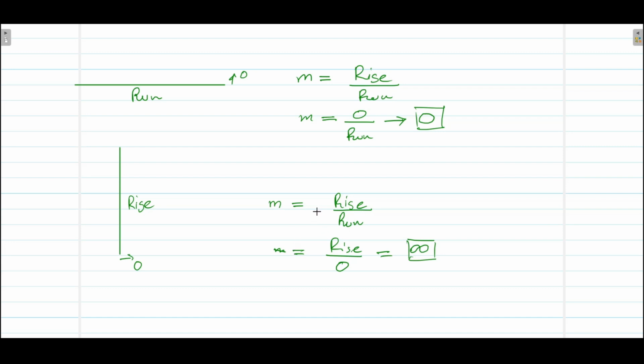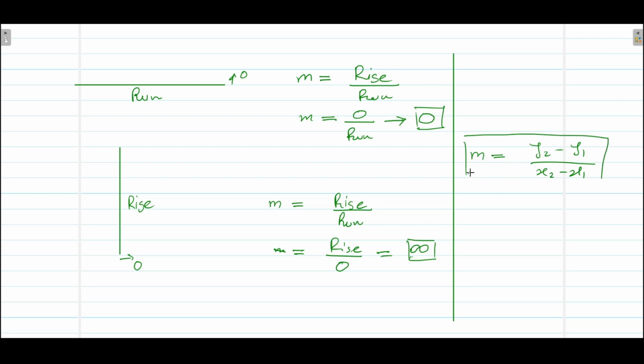That's the reason we say that a vertical line has infinite slope. Moreover, we can say that this is a contextual concept of slope. But when we come to the more mathematical concept, we use the formula y2 minus y1 over x2 minus x1. This is the more commonly followed formula in order to find the numerical value of the slope.